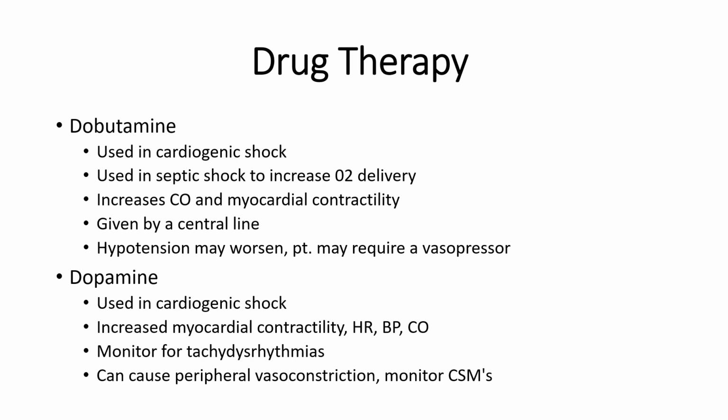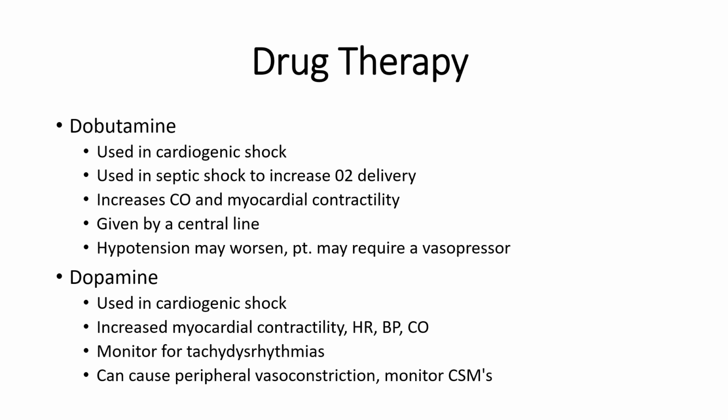So dobutamine, it's specifically used for cardiogenic shock. That's what I mainly want you to focus on for it. It helps increase cardiac output, like we mentioned while we were in cardiogenic shock, and it also helps myocardial contractility. So it helps with the filling, it helps with the pumping mechanisms, it helps increase cardiac output. All vasopressors should be given via a central line. So dobutamine should be given via a central line. Keep in mind, hypotension may worsen, so the patient may need a second vasopressor added on if it is causing hypotension.